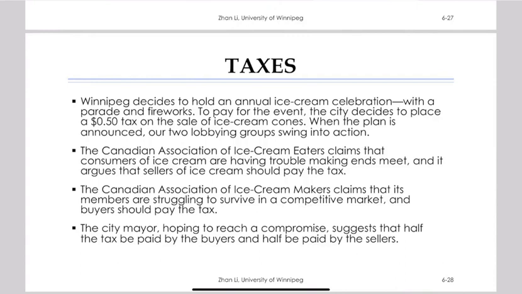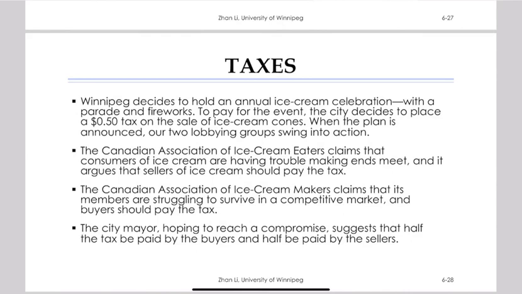When you get your wage, you have to pay income taxes. When you're shopping at Save On Foods, you have to pay sales tax. Right? Okay, so let's start with a simple example. Let's say Winnipeg decides to hold an annual ice cream festival. So to pay for this festival, the city decides to place a 50-cent tax on ice cream cones.